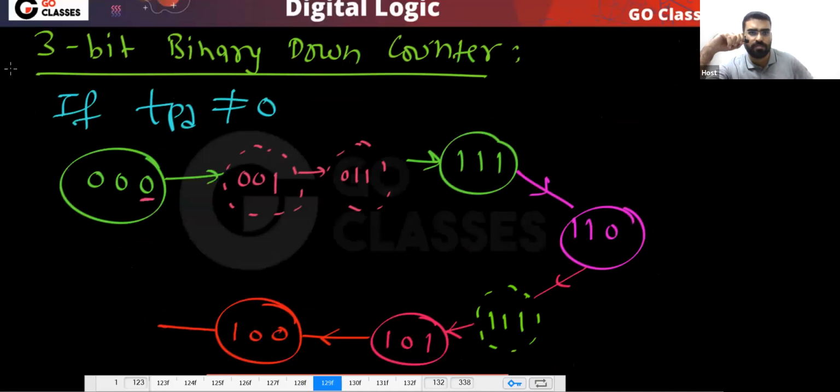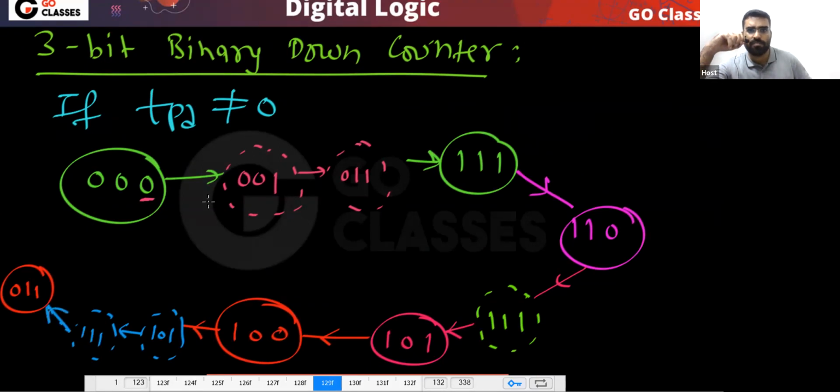From this, where should I go? I should go to 011. The maximum number of transient states will come now, because first this LSB will change, then this, then it will become 111, and then it will become 011. So two transient states are coming.